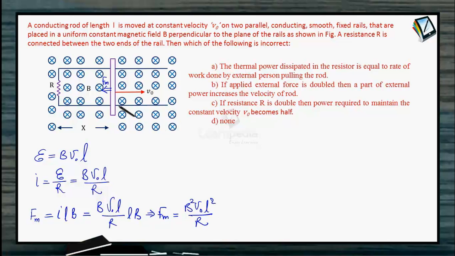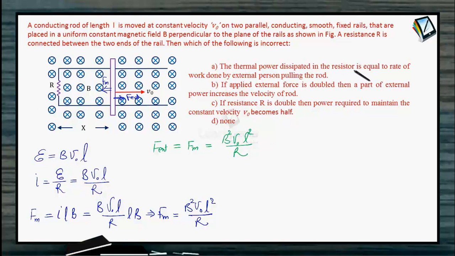In order to move this wire with a constant velocity, we must apply an equal amount of force in the opposite direction. So to maintain the constant velocity, the external agent must apply a force of the same magnitude but in the opposite direction. The magnitude of the force is B square v0 L square divided by R. So let us read out the options here.